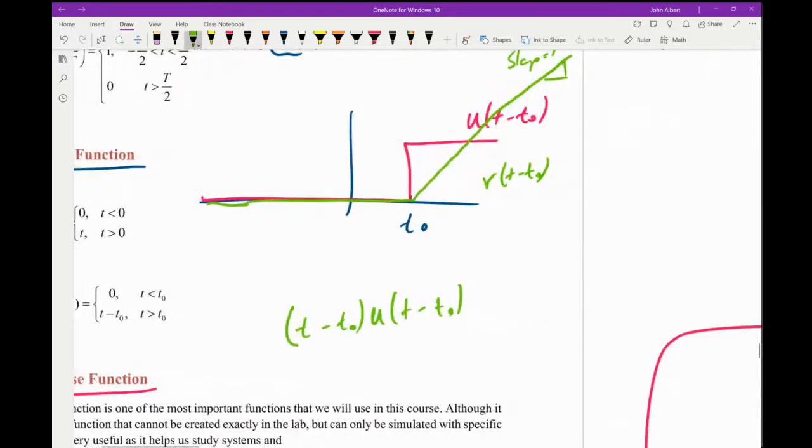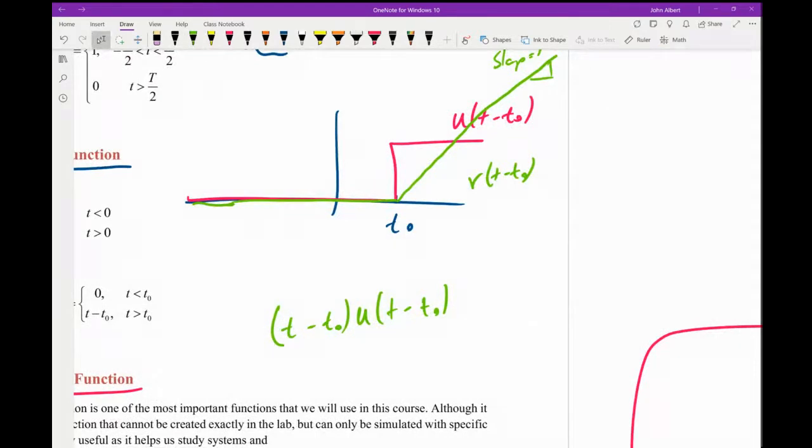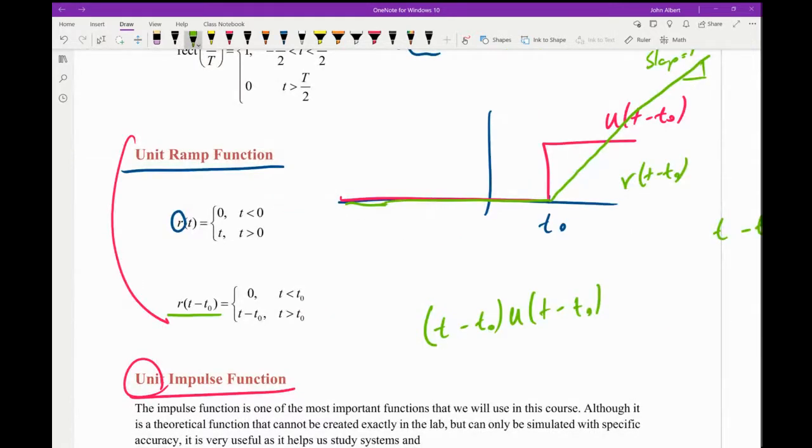If you think about it, you see the green line in there. You can obtain it by multiplying this line that goes from minus infinity to infinity, which is nothing but t minus t0, by the unit step. That will cancel all of the negative part and only leave the positive part. The negative part becomes equal to 0, and the positive part increases linearly, so you end up with exactly this r of t minus t0.